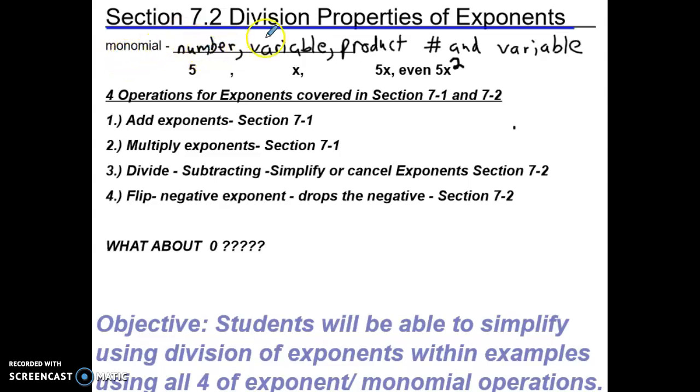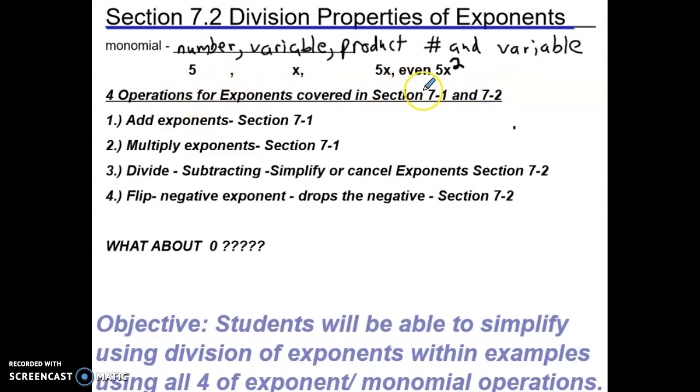A monomial is a number, a variable, or the product of numbers and variables. So 5 is a monomial, 11 is a monomial, any number. X is a monomial. The product of them, so 5x is a monomial. Do you think 5x to the second is? Well, everything's being multiplied, so yes, it is a monomial. And we're going to be using monomials today to go through all the exponent rules.